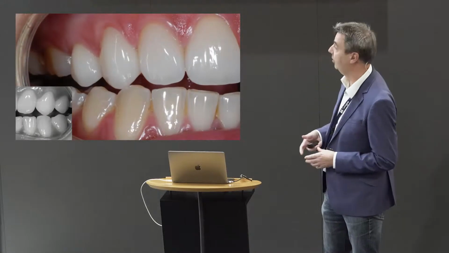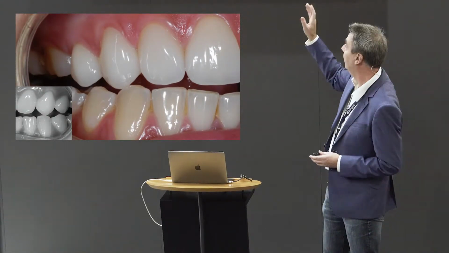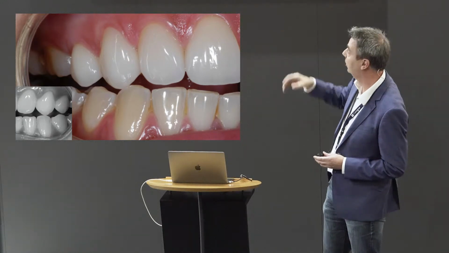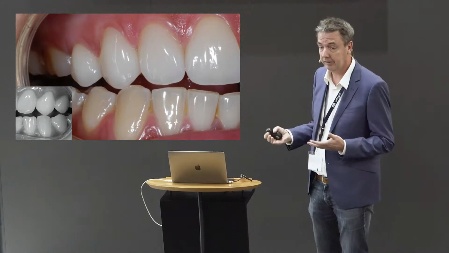This picture shows how we changed it. We changed the canine into a lateral. We changed the first premolar into a canine. We created a nice canine guidance, so we solved the functional problems of the patient. But on the other hand, we changed also the aesthetics.